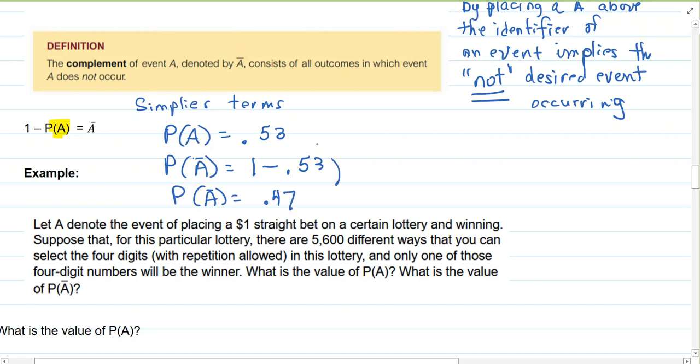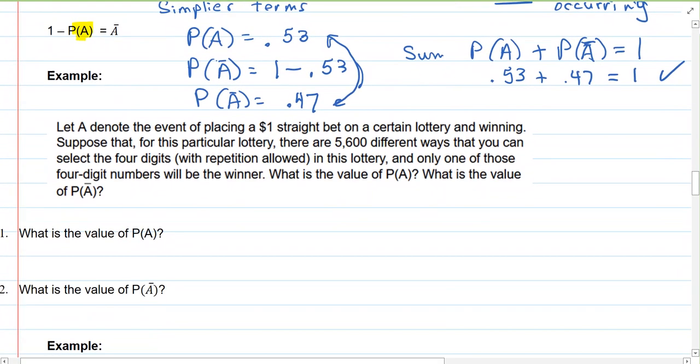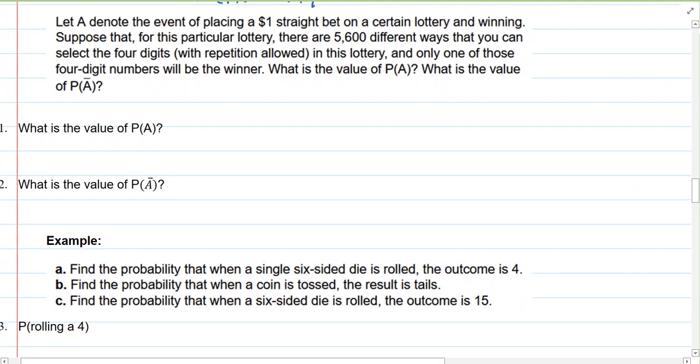So what does this tell us between this and this? That the sum of the P of A plus the P of not A is 1. So let's test that. If I have the P of A is 53 and the P of not A, I'm sorry, you need to see the bar, 47, I do get 1, and that is true. So the complement gives us an idea of how to deal with analyzing the opposite of event A in an easier form. Okay, so let's look at some examples here, and we'll make sure we get the gist of this lesson.